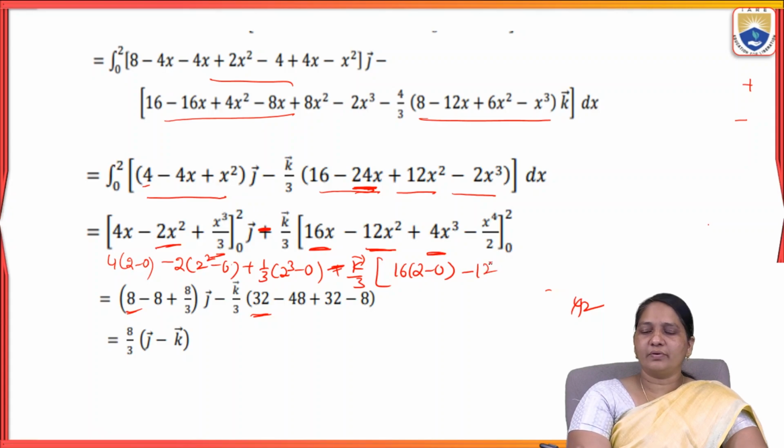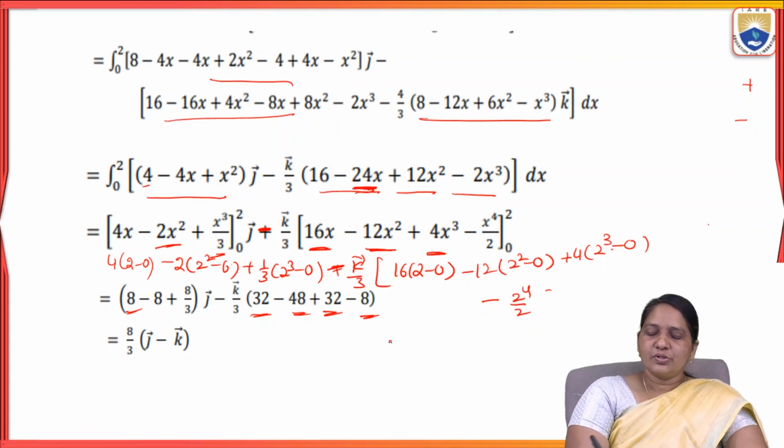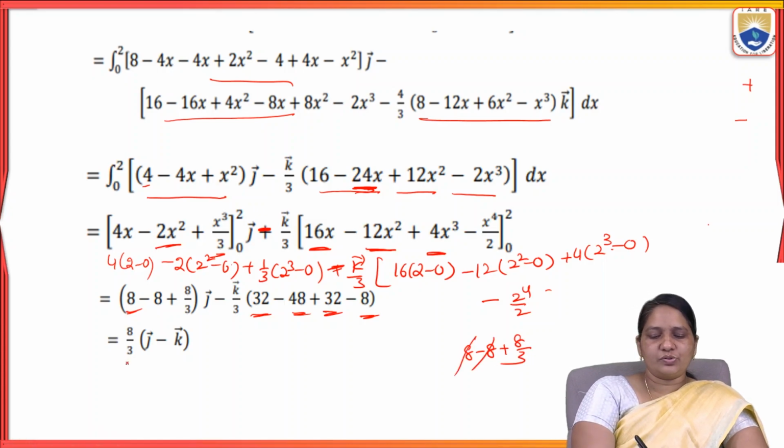Next minus 12 into x square, so 2 square minus 0. So 12 into 4 is 48. Next plus 4 into 2 cube minus 0. So 4 8s are 32. Next minus 2 power 4 by 2, so that is 8. So we are simplifying now. 8 minus 8 plus 8 by 3, that means 8 by 3. So this value is 8 by 3 into j.